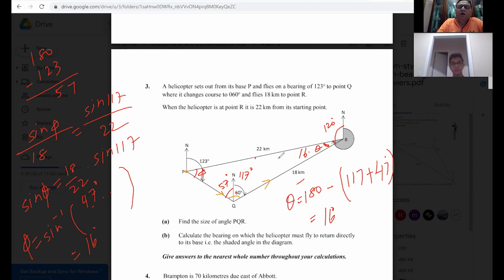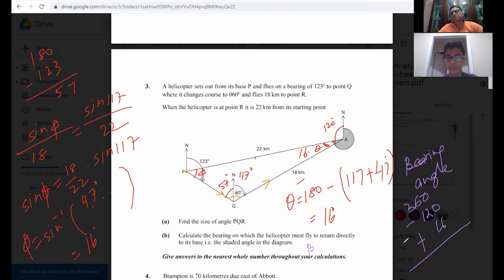Yeah. 360 minus, so R's bearing angle is 360 minus 120, and then 120. Yeah, so this is minus 104, and then you add 16, right? So you get your answer.